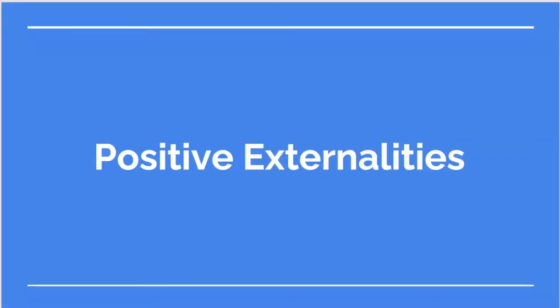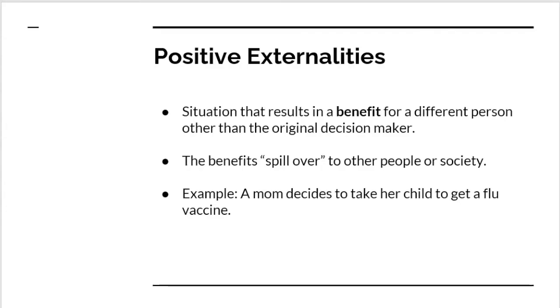Well, the flip side is a positive externality. A positive externality is the opposite of a negative externality. It is a benefit for a different person other than the original decision maker. In other words, the benefits spill over to other people or society. Example: if a parent decides to take their child to get a flu shot, the parent doesn't care how that flu shot is going to impact or benefit society. Instead, the parent takes their kid to get a flu shot because the parent wants their kid to be protected from the flu. They don't care about how the flu shot is going to cause an overall benefit to society.